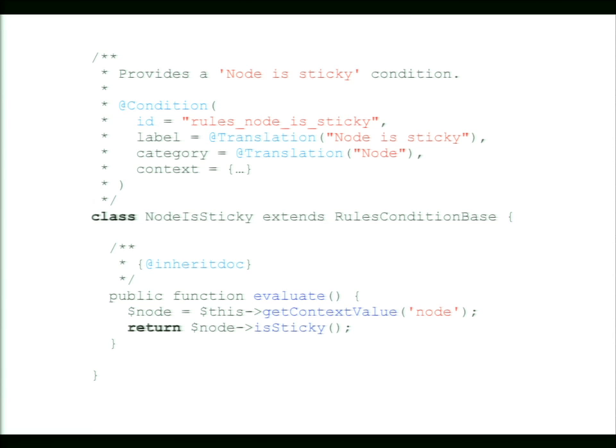And we can see that, for example, there are some add translation tags which allow us to make that translatable. I will get into the context later on. But that just tells the system, okay, I will now have the machine name rules node is sticky in the category of the nodes. So this condition is now, based on that annotation, being registered. And that's it. Then what do I have to do? I will just extend the rules condition base and implement the evaluation function. I will explain the context later, but what the condition usually does is return a true or false value. So in this case, we are checking if the node is sticky, and that's all what the rules do.